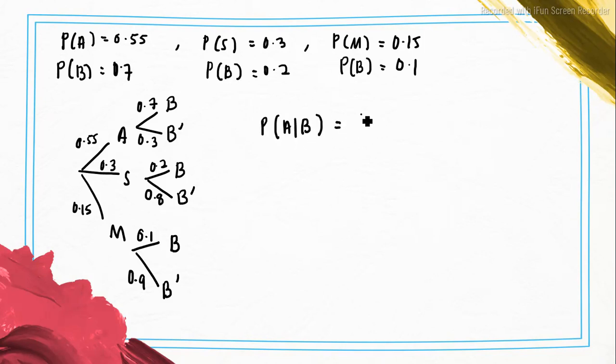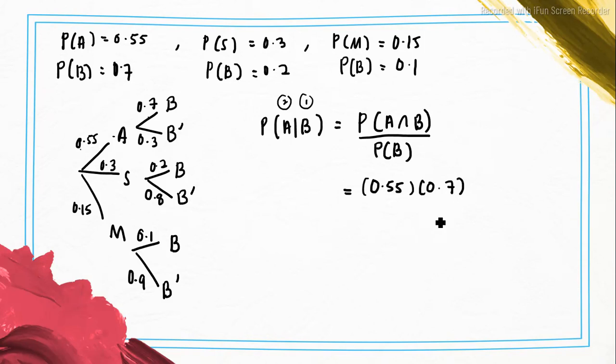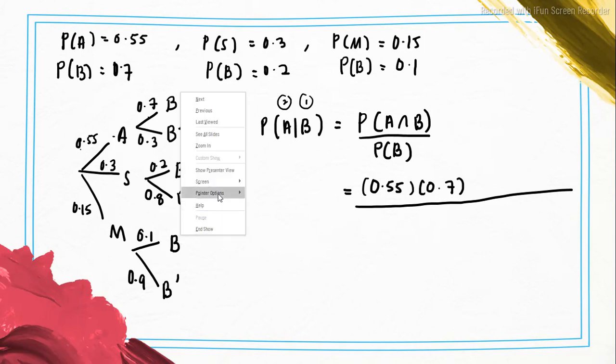Okay, so bila P A given B, the formula is P A intersect B divided by your first event which is P B. So this is your second, this is your first event kan. So we have to divide by P B. Okay, A intersect B tak ada masalah. A intersect B kamu boleh buat 0.55 dan 0.7. So saya boleh buat terus kat situ 0.55 times with 0.7. Siap.